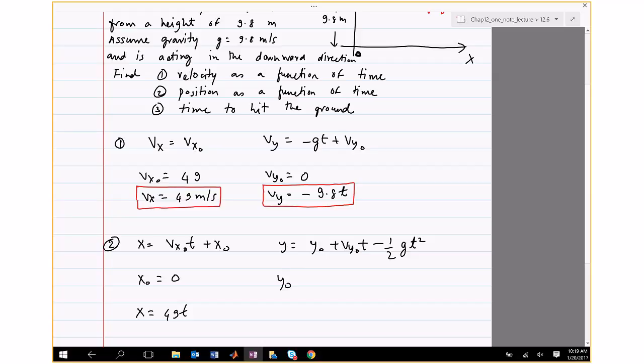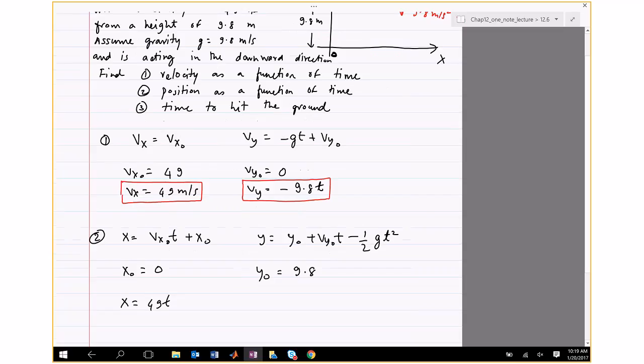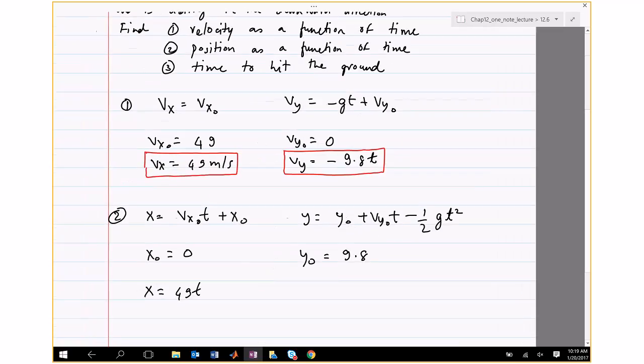What's the y position of the particle? 9.8, because this thing here is 9.8, and this is the y-axis. So I can write y is 9.8 plus vy0, which is 0, minus half gt squared. So g is 9.8, so this is 4.9t squared.